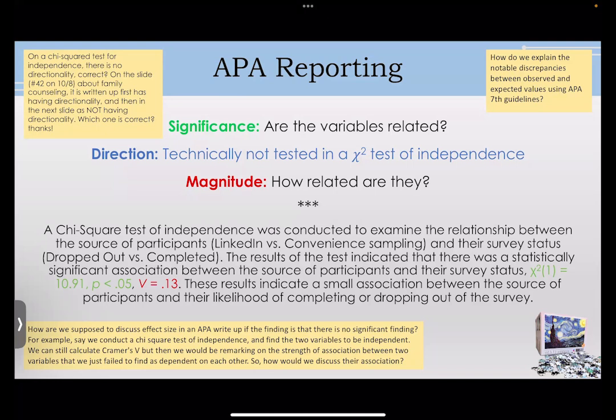A chi-square test of independence was conducted to examine the relationship between the source of participants, LinkedIn versus convenience sampling, and their survey status, dropped out versus completed. The results of the test indicated that there was a statistically significant association between the source of participants and their survey status, chi-square(1) = 10.91, p < 0.05. I can only write p less than 0.05 because I don't know the p-value, right? V = 0.13. These results indicate a small association between the source of participants and their likelihood of completing or dropping out of the survey. Cool. I don't even mention direction.